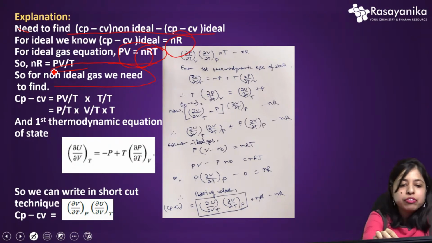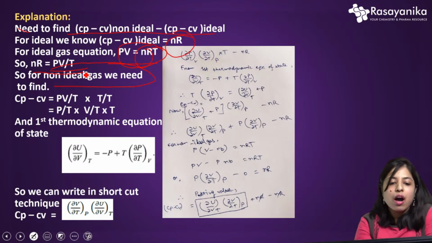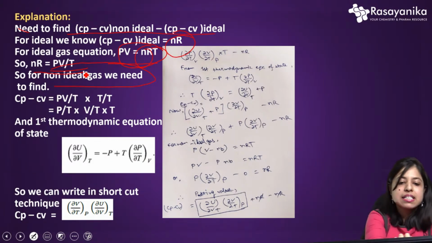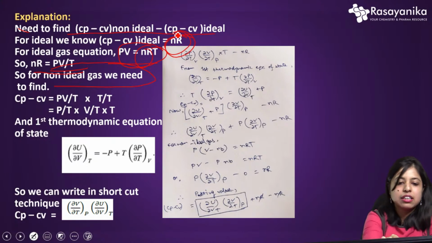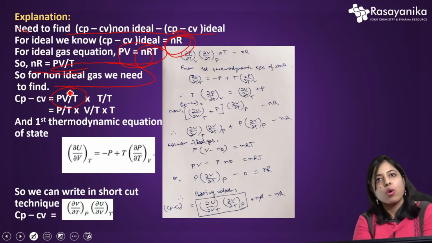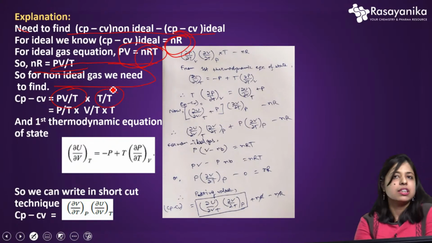So basically we have PV equals nRT, and we already have nR equals PV by T. We have kept this value. Now Cp minus Cv for the non-ideal gas: just put the value of nR, in terms of PV and T, that is PV by T. Now we have to do one thing: just multiply T in both numerator and denominator.